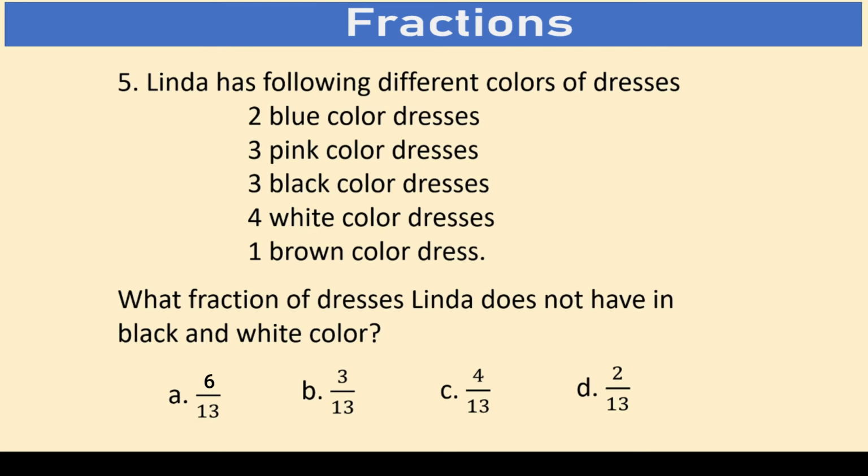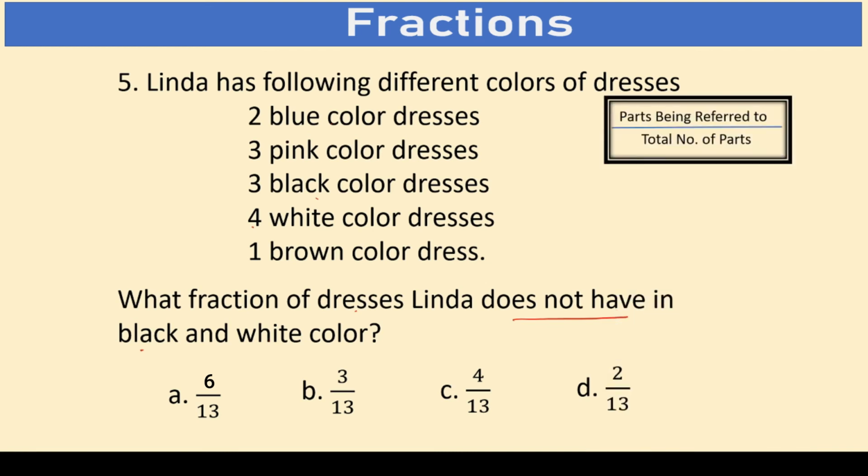Next question. Linda has the following different colors of dresses: 2 blue, 3 pink, 3 black, 4 white and 1 brown color dress. What fraction of dresses does Linda have that are not in black and white color? Now remember our formula. So the parts being referred to are the ones which are not black or white in color, which is this and this. If you sum it up, this will be equal to 6 divided by the total number of parts.